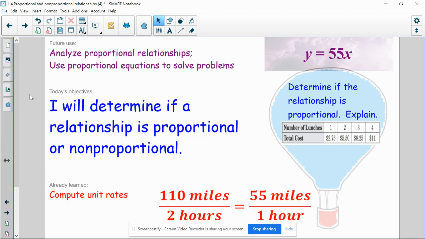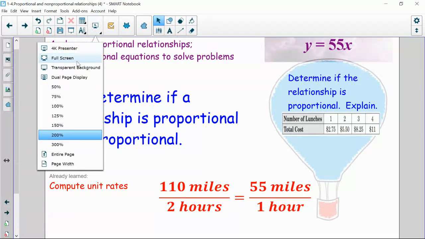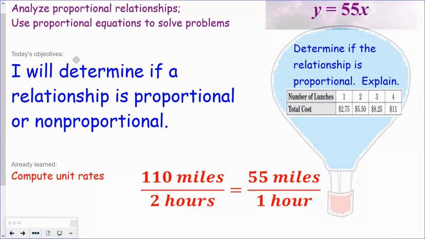So today we are going to continue what we've been doing for the past couple days, figuring out if we have a proportional relationship or a non-proportional relationship. Remember, to do that, we are looking at unit rates and comparing them from the tables. That is because next week we'll start looking at equations and matching equations with tables and graphs and seeing if they are proportional or not.